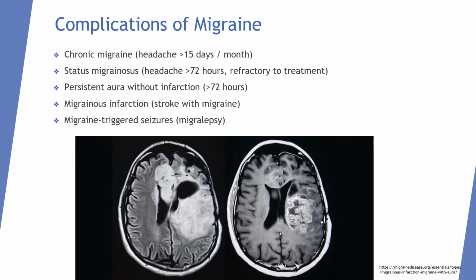Complications of migraine can include chronic migraines, status migrainosus, which is headaches for more than 3 days and refractory to treatment. Persistent aura without infarction would be diagnosed if it lasts for more than 3 days. And migrainous infarction would be if there's a stroke that accompanies the migraine, and therefore the blood supply does not reach the brain tissues. Migralepsy is a seizure triggered by the migraine. So a lot of brain-related complications can arise from this headache-centered disease.